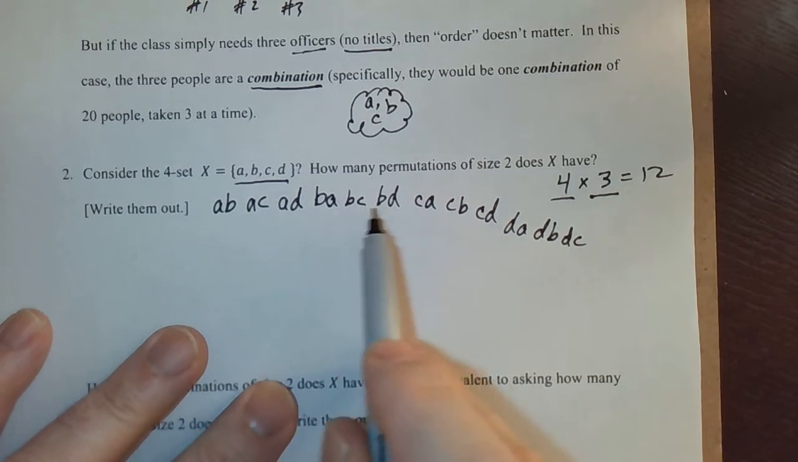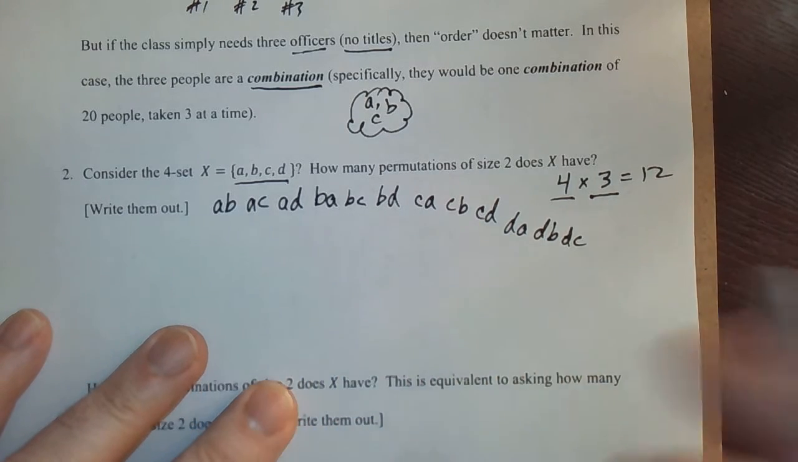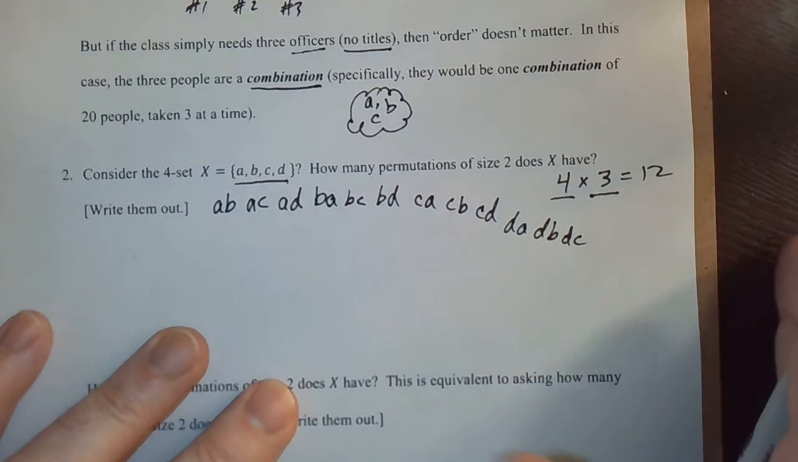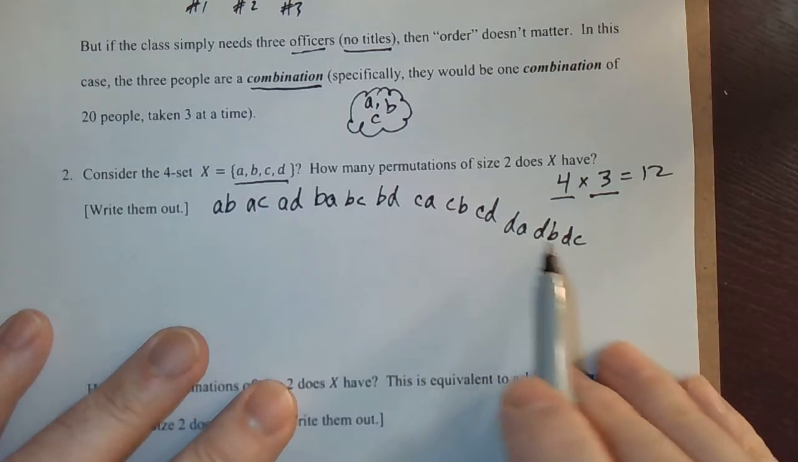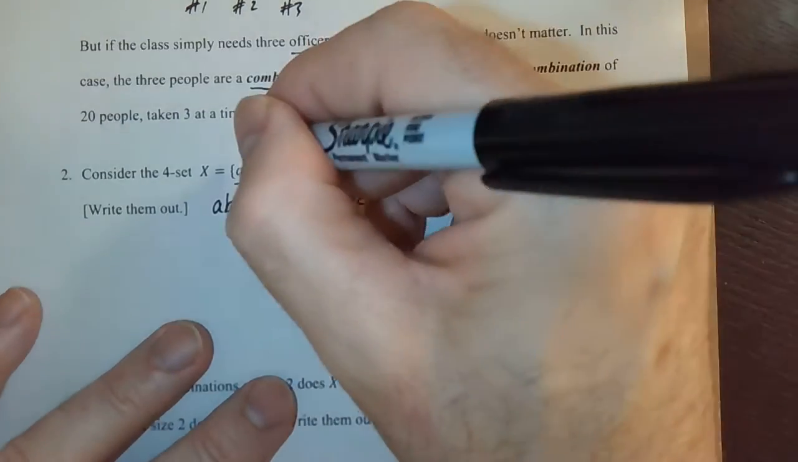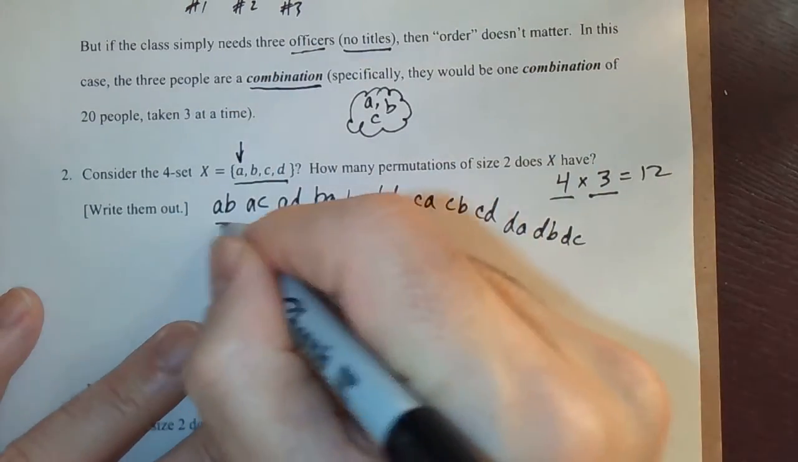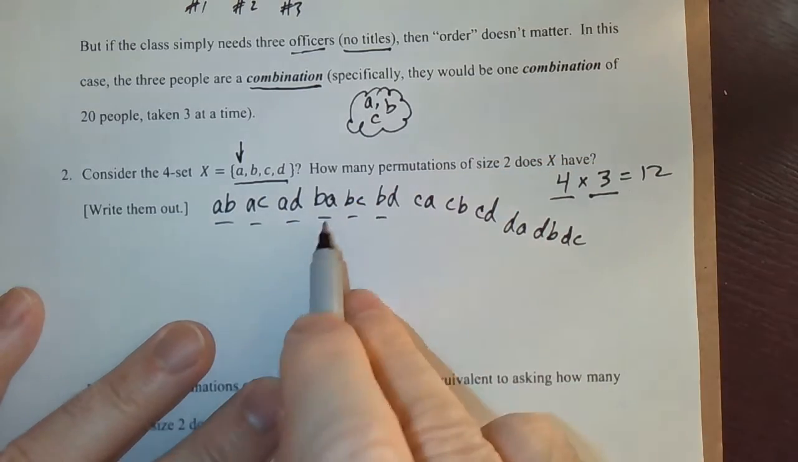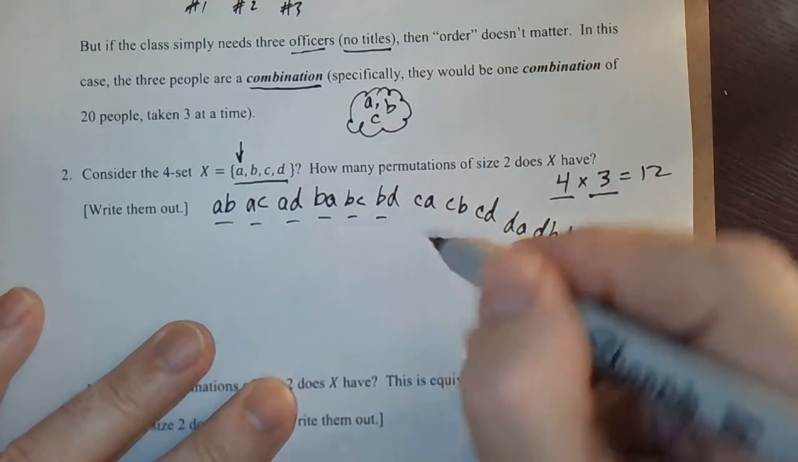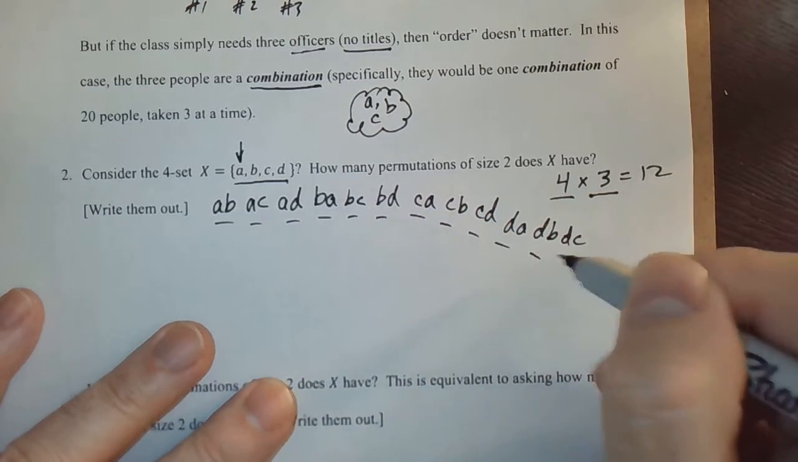Okay, so now let's see what I've got. 2, 3, 4, 5, 6, 7, 8, 9, 10, 11, 12. That's it. We methodically went through all 12 of them. You don't have to write them in this order, but it's nice and easy. For example, to start with the 3 permutations that start with A, then the 3 permutations of 2 elements that start with B, and then C, and then D.